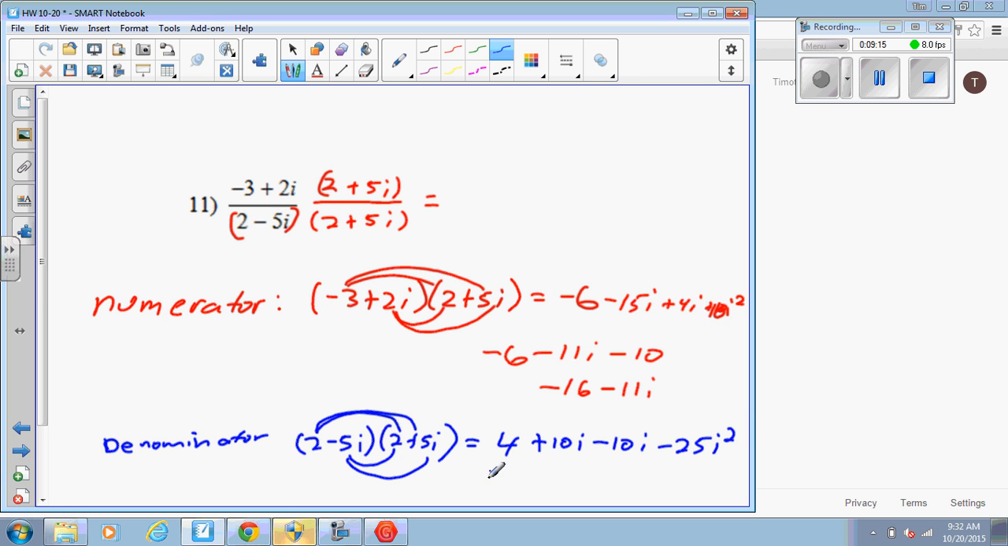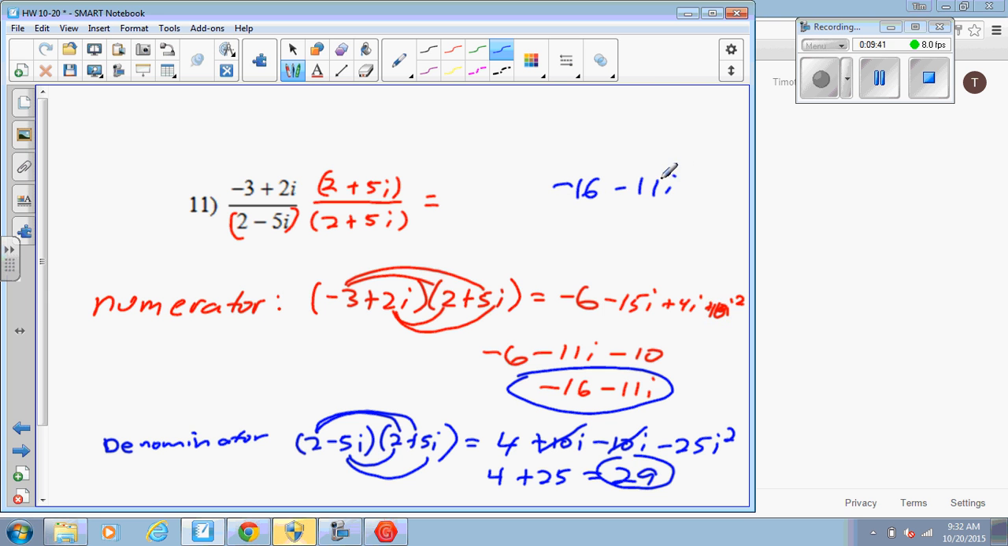So that's going to be 4. These two will cancel. And that's going to be minus 25i squared. i squared is negative 1, so it's plus 25. So that equals 29. So the numerator is right here, and the denominator is here. So the answer would be, excuse me, negative 16 minus 11i over 29.